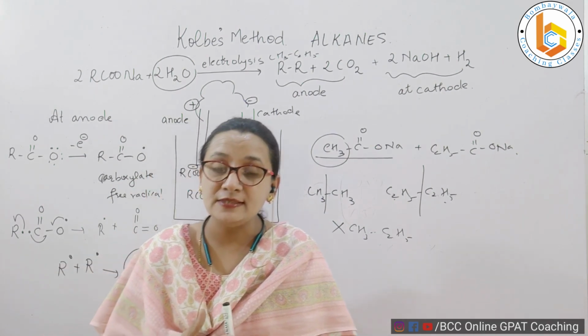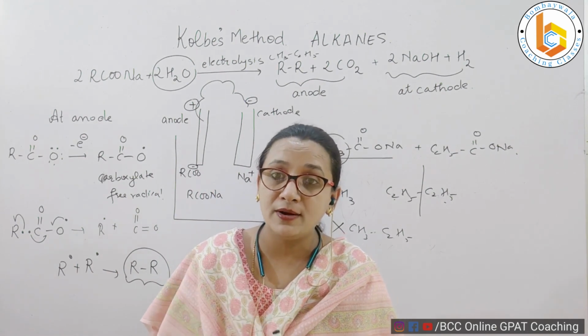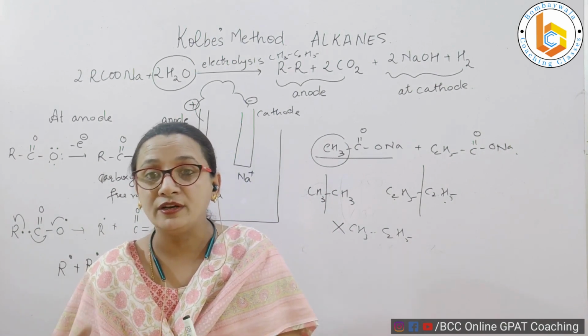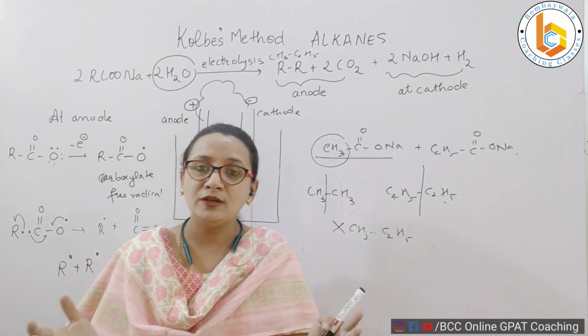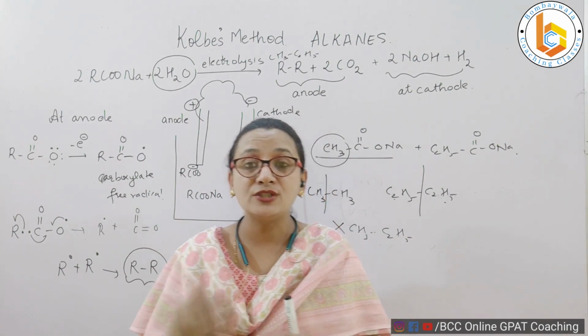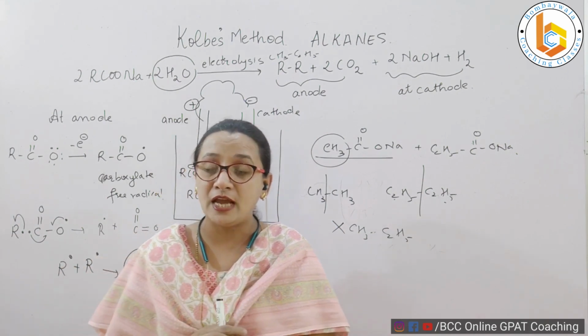We have talked about what electrolysis is, and we have also talked about the drawbacks or disadvantages of using the Kolbe method for unsymmetrical alkanes. Keep watching. In our next videos to come, we are going to talk about the reactions of alkanes. Please do watch the reactions.